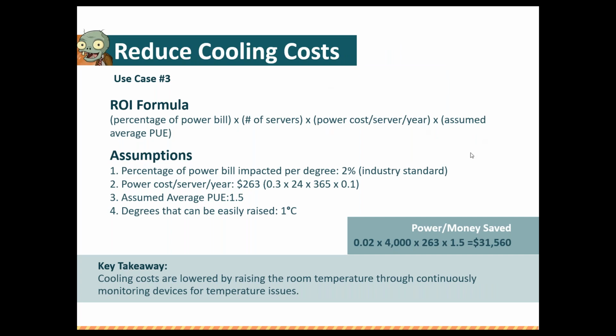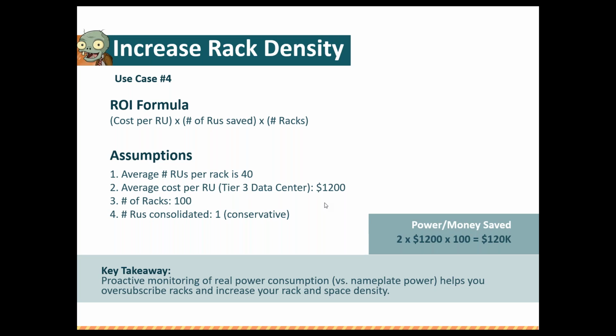Reduce cooling costs. You want to be able to track not just power, but certainly temperature, but of course they can go hand in hand. If you want to do an ROI formula for tracking power and money saved, there's some information here regarding that. We're happy to send you these slides. Cooling costs are lowered by raising the room temperatures through continuously monitoring devices for temperature issues. If you can raise your data center by a degree, it can save you quite a bit of money, depending on different factors, of course.